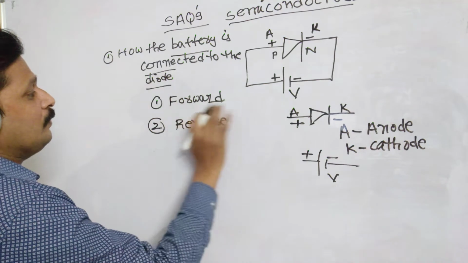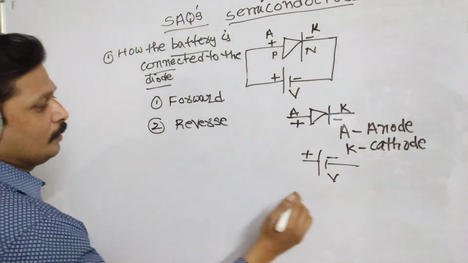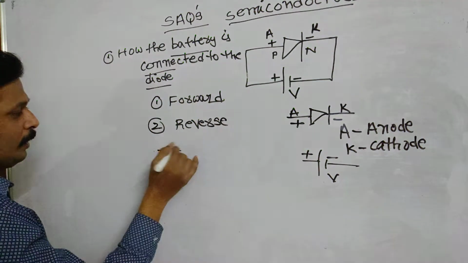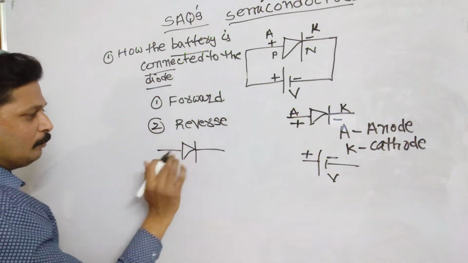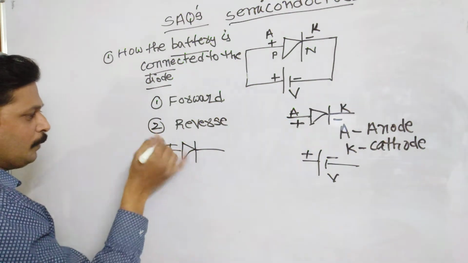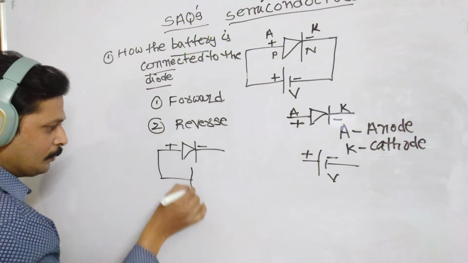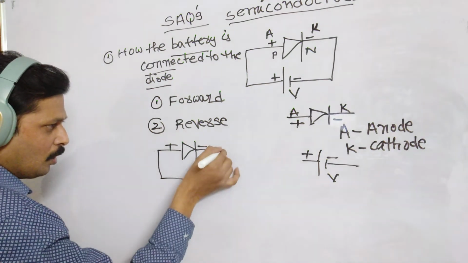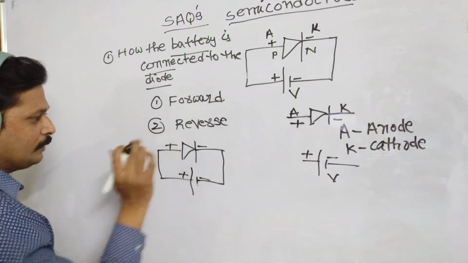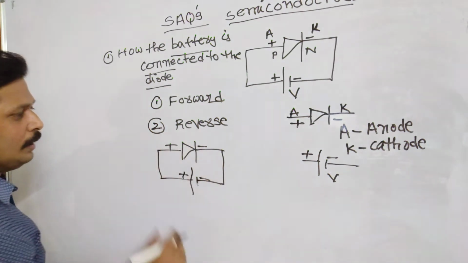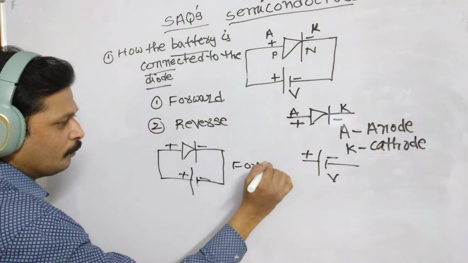In the first case, the battery connection with respect to the diode is as I am showing separately. You draw the diode, one side positive, the other side negative. The way of connection is like this: the positive of the battery is connected to the positive terminal of the diode, and the negative is connected to the negative terminal of the diode. That is called forward bias.